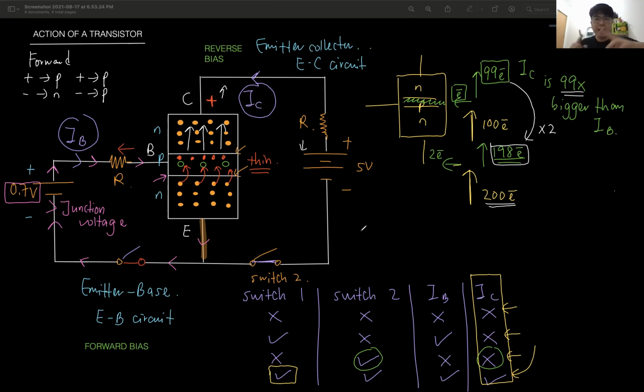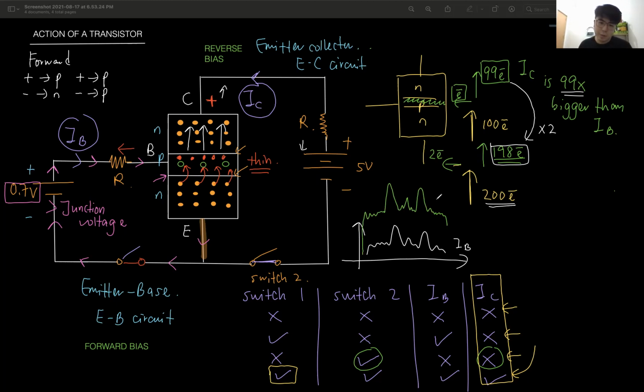So if you have a variation of current in the base circuit, let's say your current looks like this. Okay, this is the current graph. This is the IB. How does the IC look? The IC will have the same pattern, but much larger current. The green one, this is the IC. Higher up, so the magnitude is bigger.